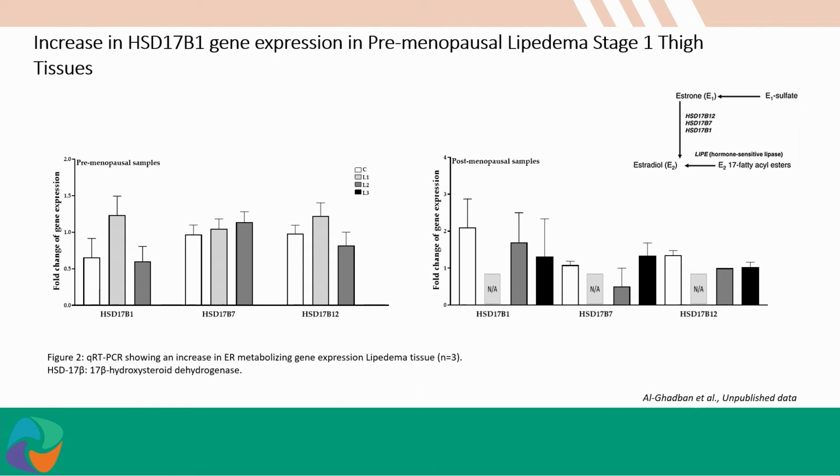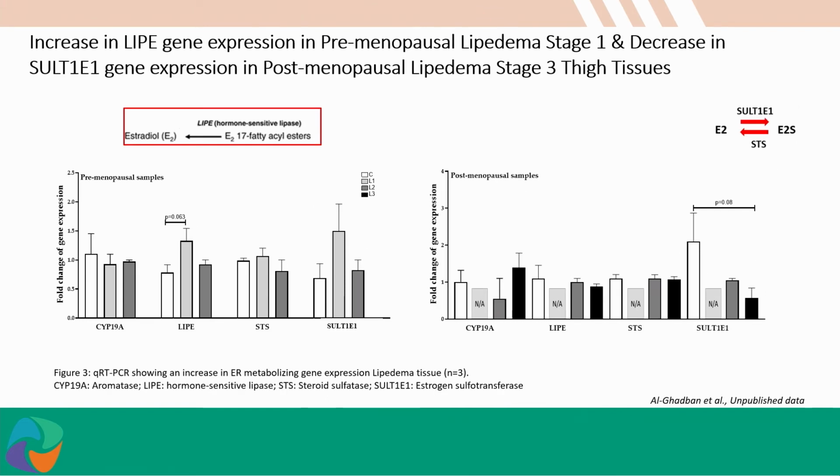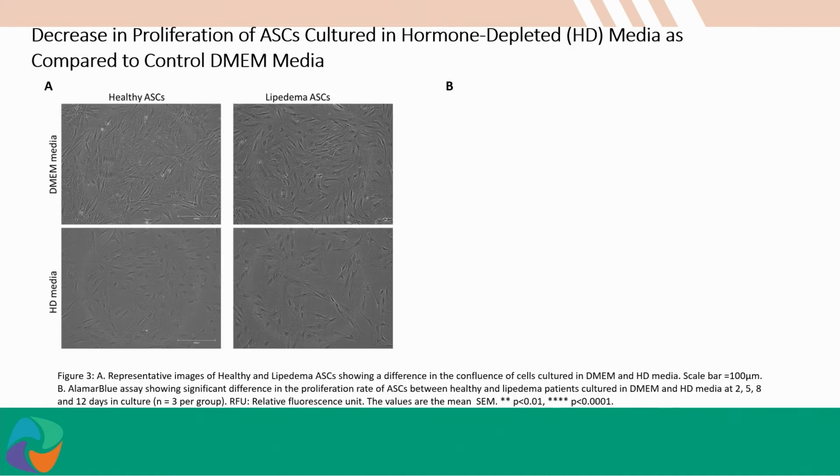However, there was no major change in postmenopausal women. Interestingly, when we looked at more enzymes, here I'm looking at LIPE, which basically generates E2, it is significantly increased in lipedema stage 1 premenopausal women, and SULT-E1, which basically decreases in postmenopausal lipedema stage 3 women. And this one enzyme is very interesting because its decrease is involved in increased inflammation and adipogenesis. And this is what's happening at the tissue level.